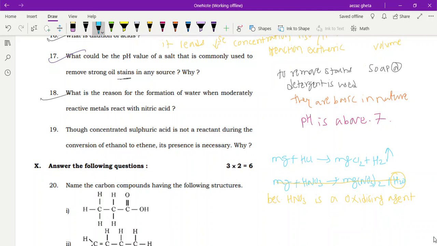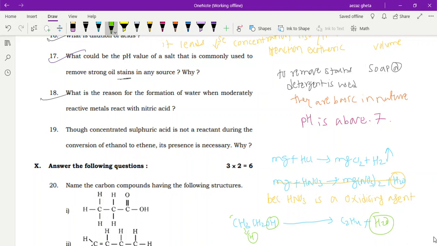Though concentrated sulfuric acid is not a reactant during the conversion of ethanol to ethene, its presence is necessary. See, this is ethanol, CH3CH2OH. It is converting to ethene, C2H4. If one hydrogen is removed from here and OH is removed from here, it will become CH2=CH2, which is C2H4, and water is removed.